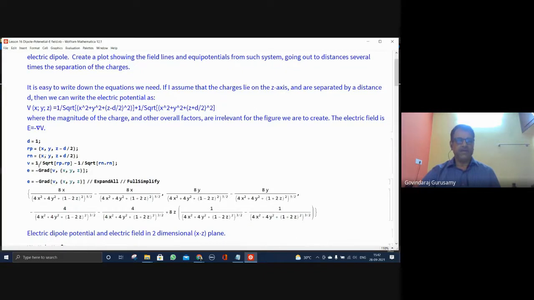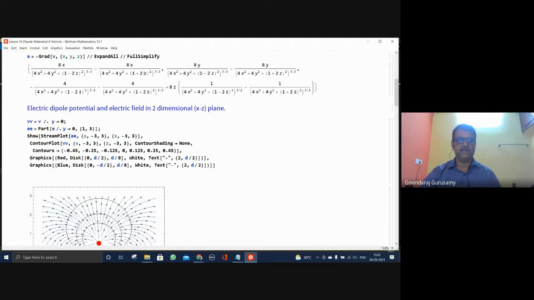Take d equal to 1 unit, and you have r positive and r negative positions, where r positive is x, y, z minus d by 2, and r negative is x, y, z plus d by 2. So the potential is equal to 1 by square root of Rp dot Rp minus 1 by square root of Rn dot Rn. E is the gradient of the potential V(x, y, z), and that has been found. This is the result I have.